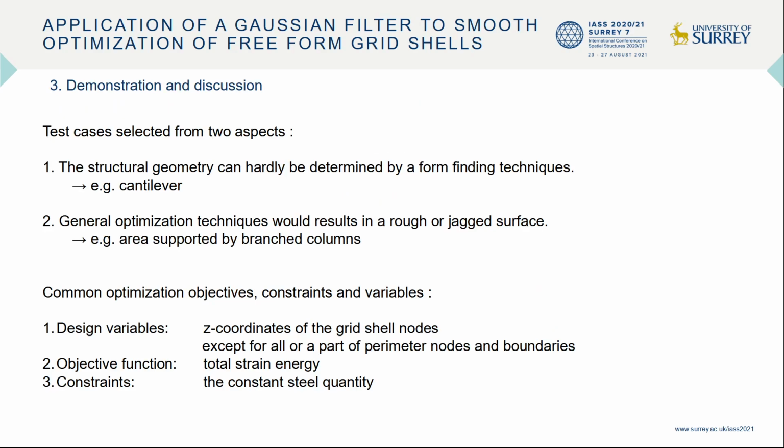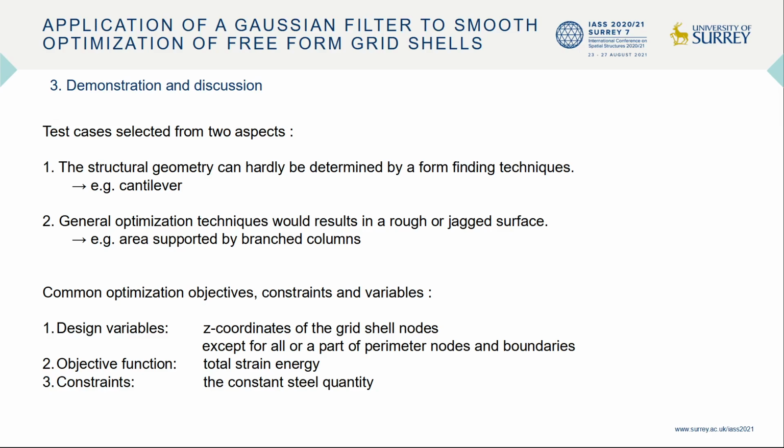Now we are going to see two test cases from the paper. All the test cases in the paper are selected from two aspects. One is that form finding cannot be applied. All test cases have a cantilever portion. The other is that the statically indeterminate portion may not have a unique solution, and that tends to result in a rough and jagged surface by the ordinary optimization. A portion supported by the branch column tends to have such issues.